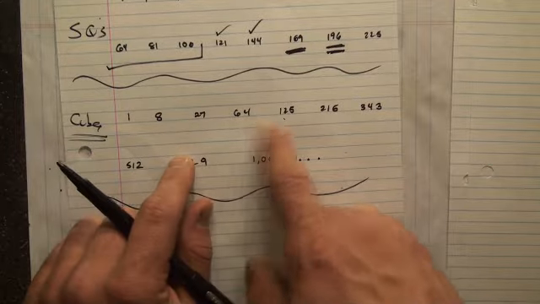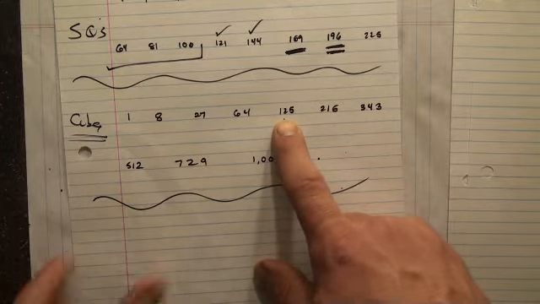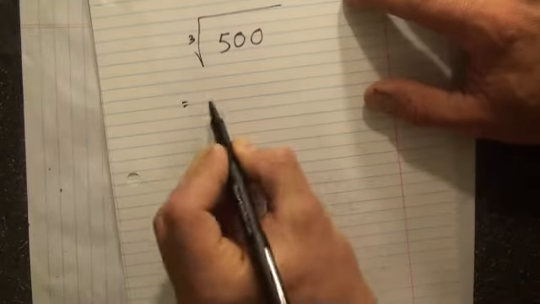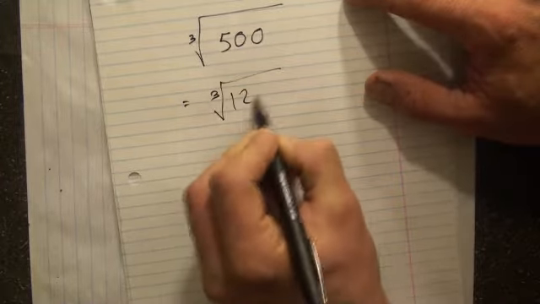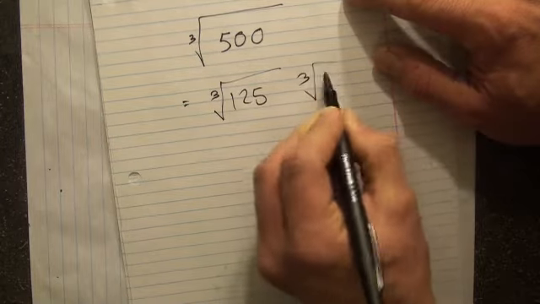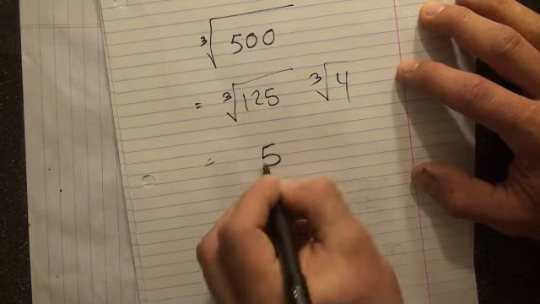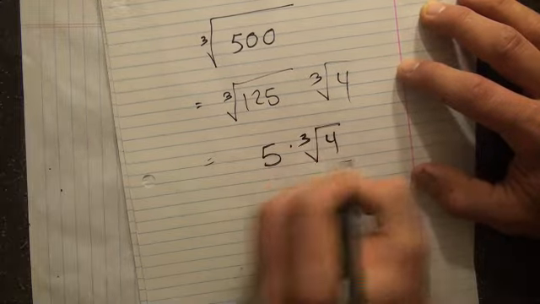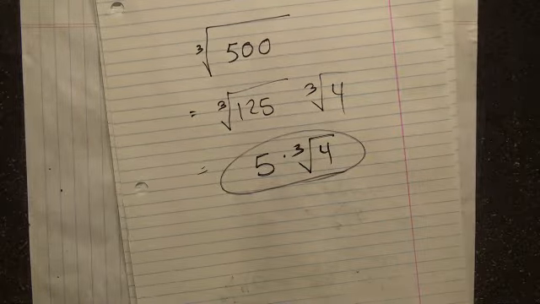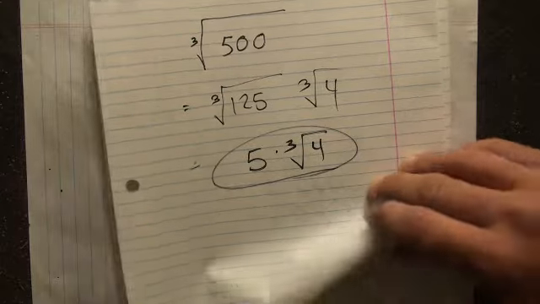27, definitely not. 64, no. 125, yes it does. 125 goes into the 500 4 times. Okay, now, what's the cube root of 125? 5. So the answer is 5 cube roots of 4. This is not difficult to do, and it's something all of our students can accomplish.